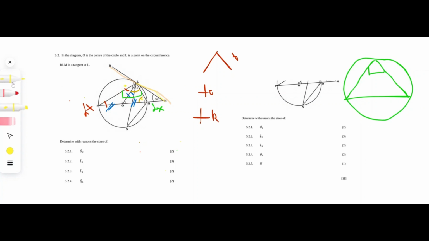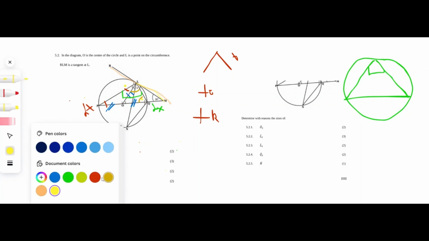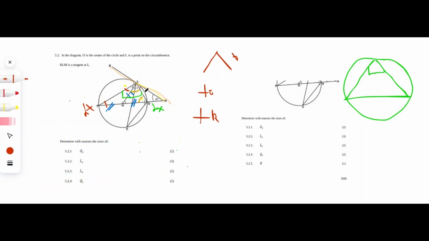I know there's a lot going on in the diagram, but it's so important to annotate. If you don't make annotations, you're not going to see any improvement in your Euclidean skills at all. Okay, so L5, I'm going to mark off L5 as being equal to P because of tan chord. Now we're done with tan chord.